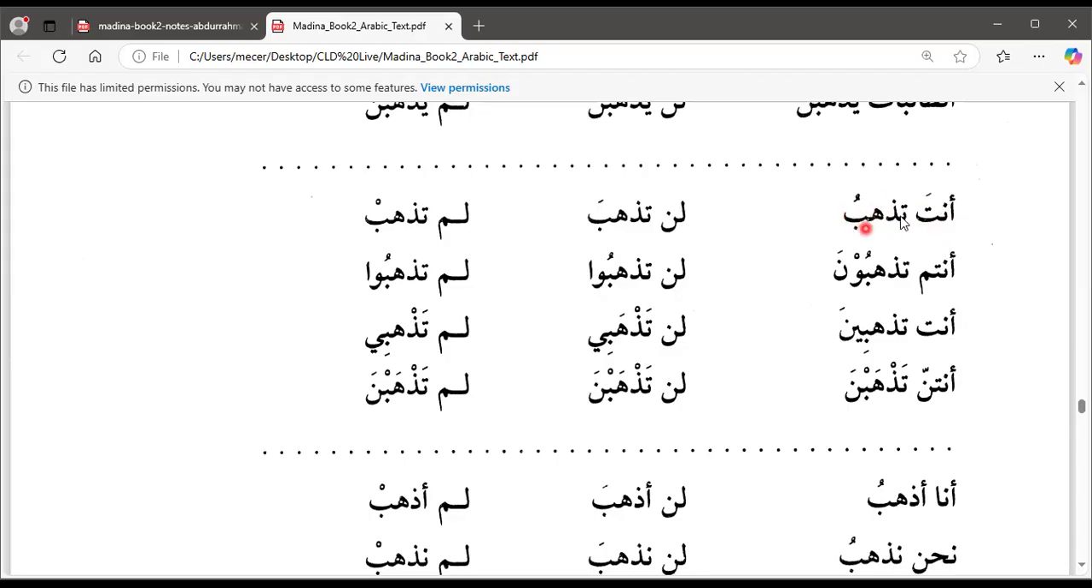So still here is the khabar, but let's look at the khabar, what it says. Tadhab. This is fi'l mudari' marfu' bidhamma. This is bidhamma, the alamat raf', the sign of marfu'. Okay. لن تذهب. لن تذهب. Why تذهب? Because it is preceded by لن.